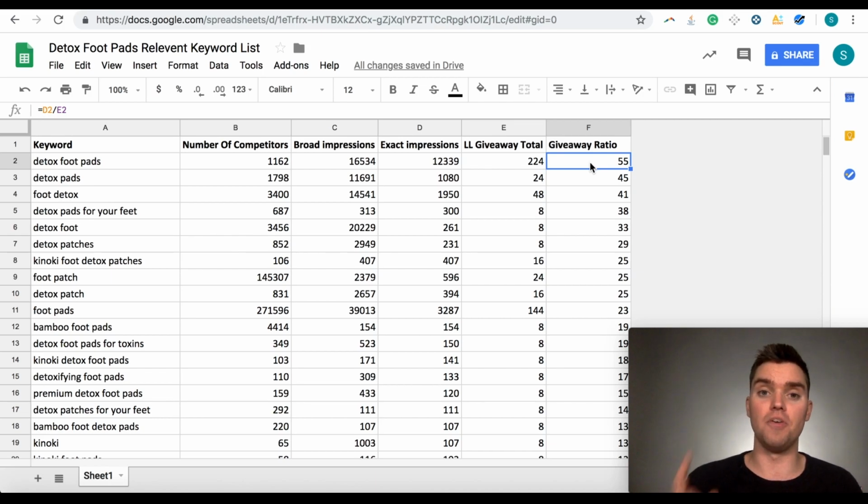The higher, the better. And there's one stipulation that I want to make, and this is why you probably won't choose this one right here, but anyway. You want to have the highest giveaway ratio. For every one giveaway, you want to maximize the number of searches per month, right? So if you give away 20 units, what's better, right? If you give away 1 unit and 10 people see it, or you give away 1 unit and 100 people see it, okay? So you give away 1 unit here, you're going to get 55 exact impressions.